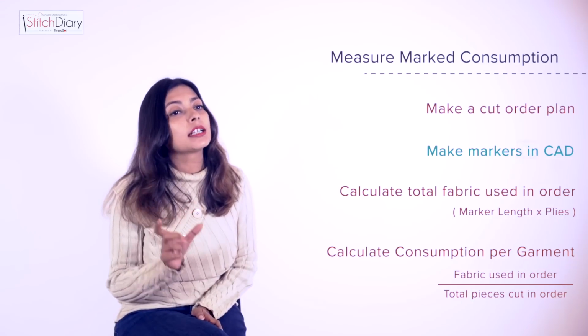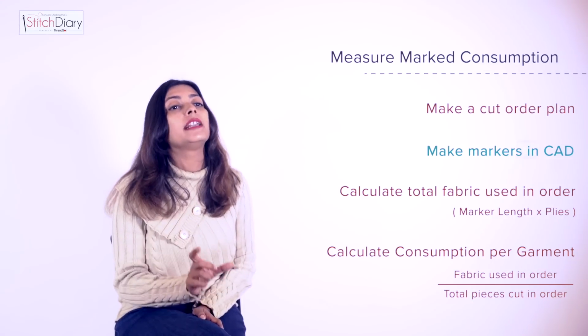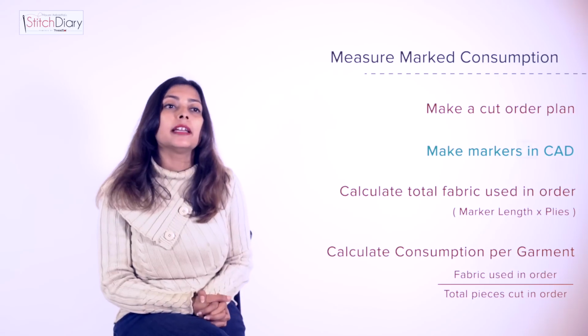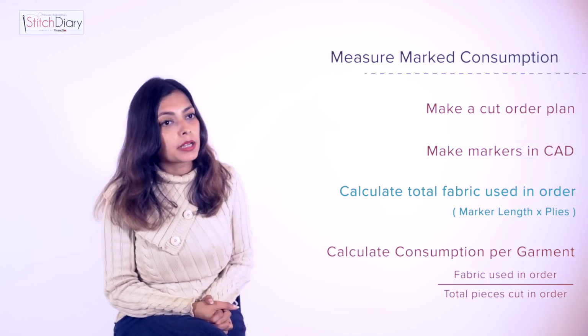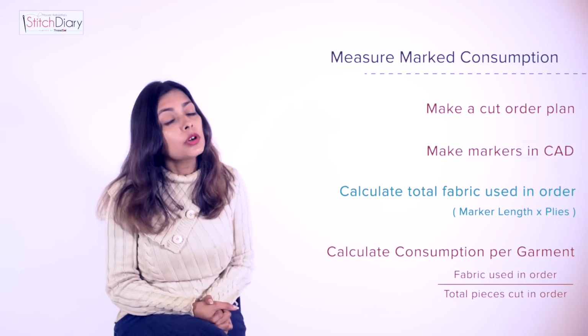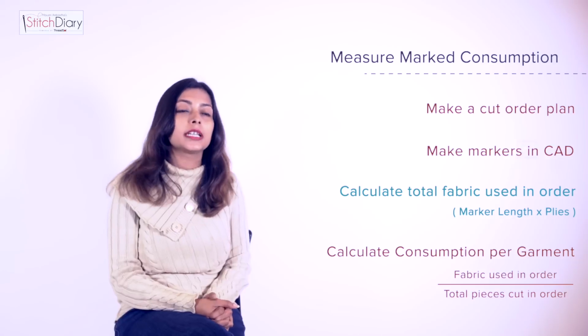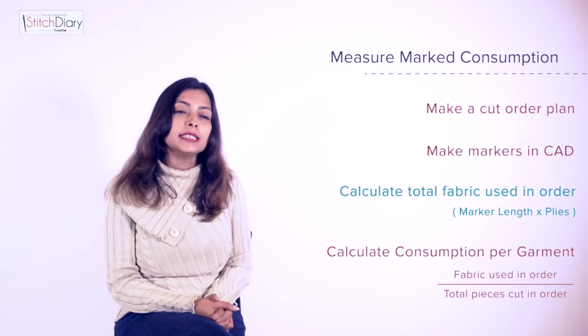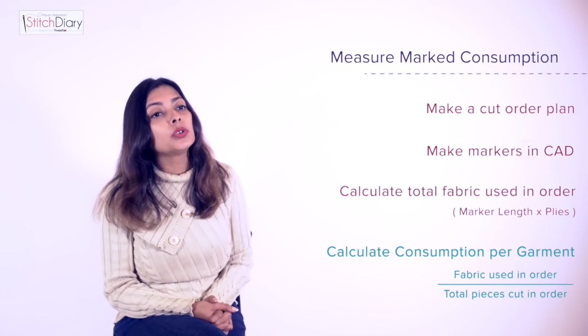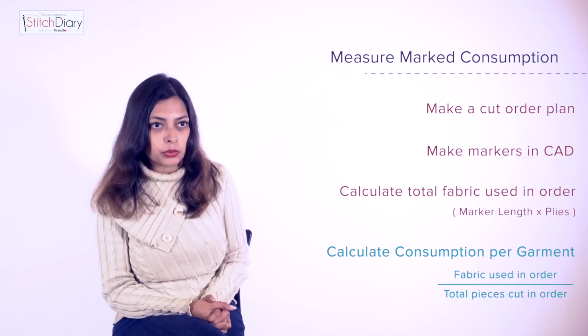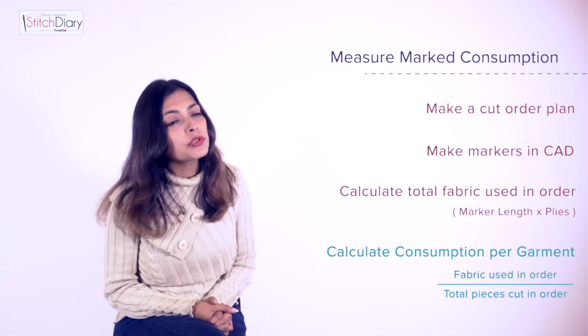Then you make these markers in CAD and you get all individual marker lengths. Then marker lengths and plies are multiplied to each other and you get overall fabric that you will use in that order. This number is then divided by total pieces that will be cut in that order, which gives you consumption per garment. To understand this, let's take a very simple example.